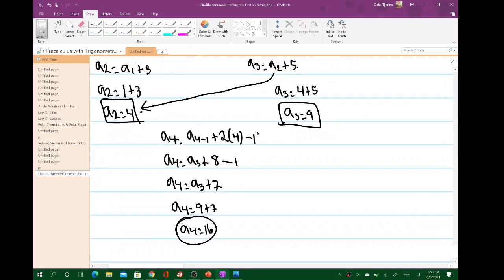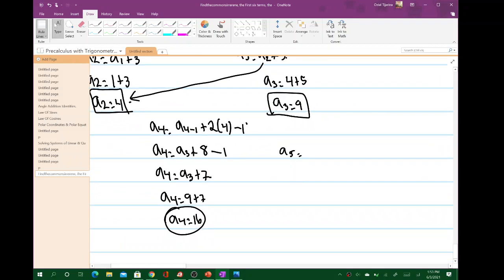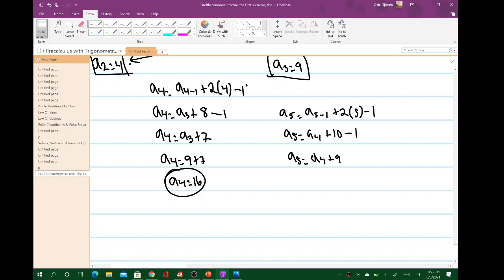A sub 5 is going to equal a sub 5 minus 1 plus 2 times 5 minus 1. So it's going to be a sub 5 equals a sub 4 plus 10 minus 1. So it's going to be a sub 5 equals a sub 4 plus 9. So it's going to be a sub 5 equals, and a sub 4 is 16, and then plus 9, so then a sub 5 equals 25, okay?